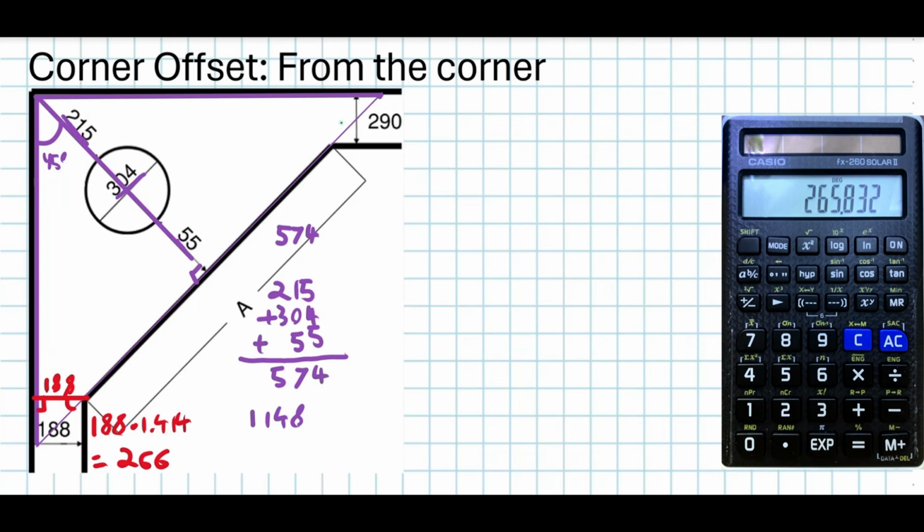On the top, I have a triangle I'll do in green. I'm given a distance, an offset of 290. Again, this is a right angle triangle, 45 degrees. I need to figure out what the hypotenuse is, or the travel. So I need to do 290 times 1.414 to get 410.